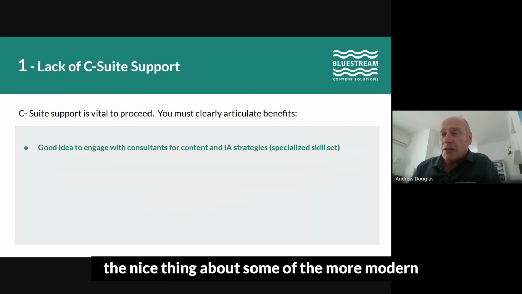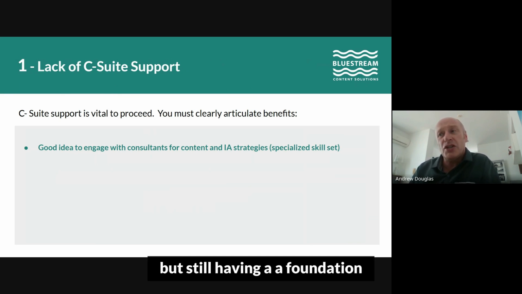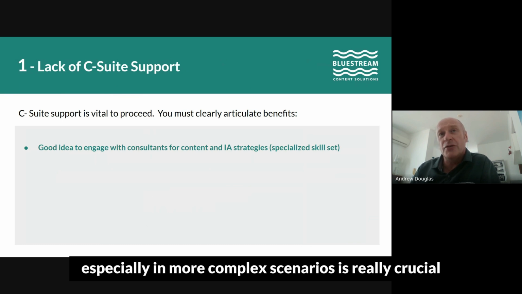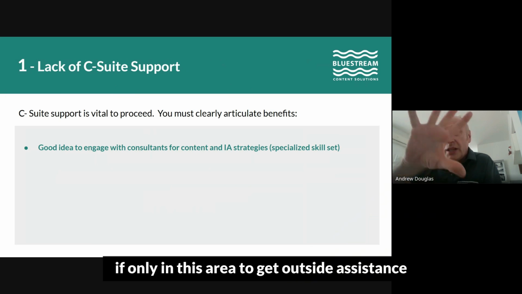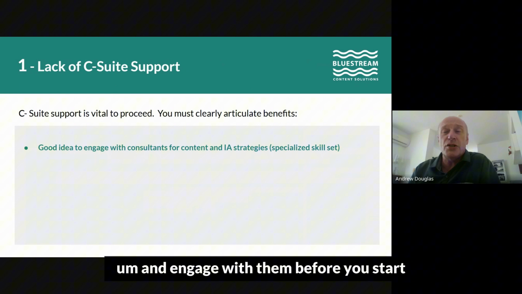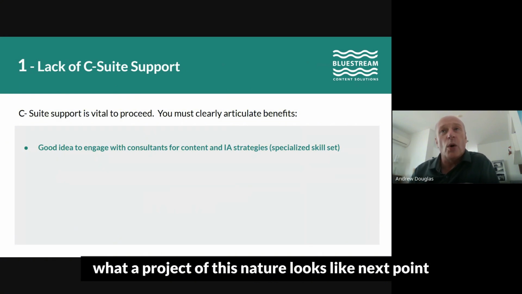The nice thing about some of the more modern portal technologies is that you can make changes quite quickly. But still, having a foundation, especially in more complex scenarios, is really crucial. And I would definitely recommend, if only in this area, to get outside assistance and engage with them before you start communicating to the board what a project of this nature looks like. Next point.